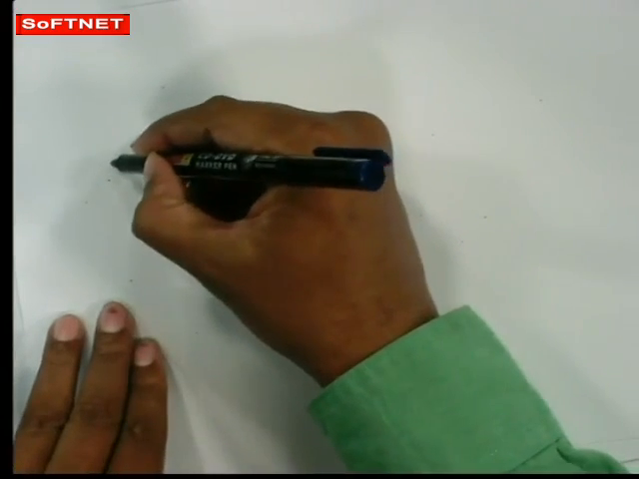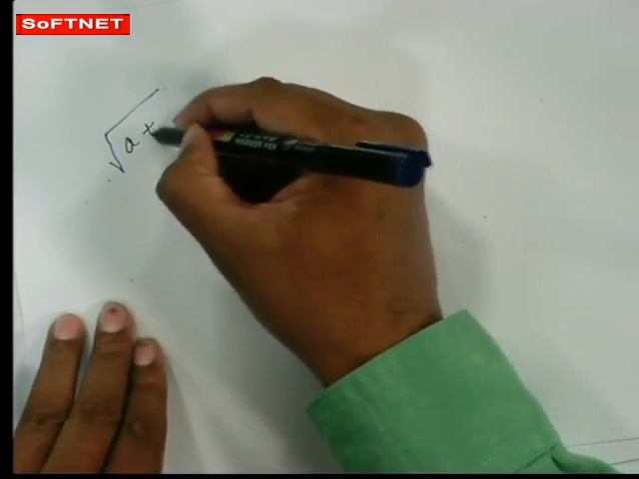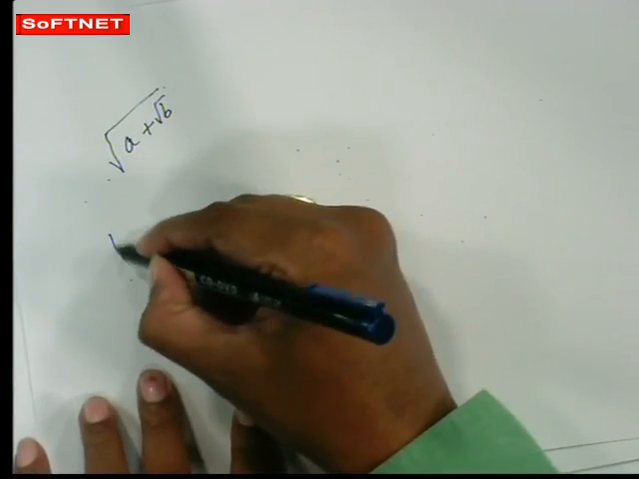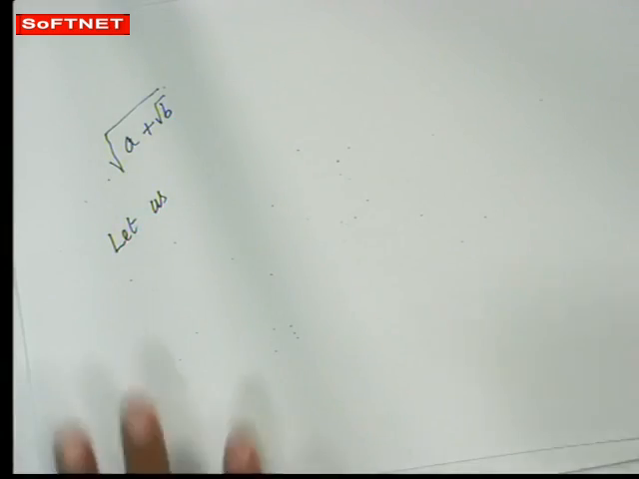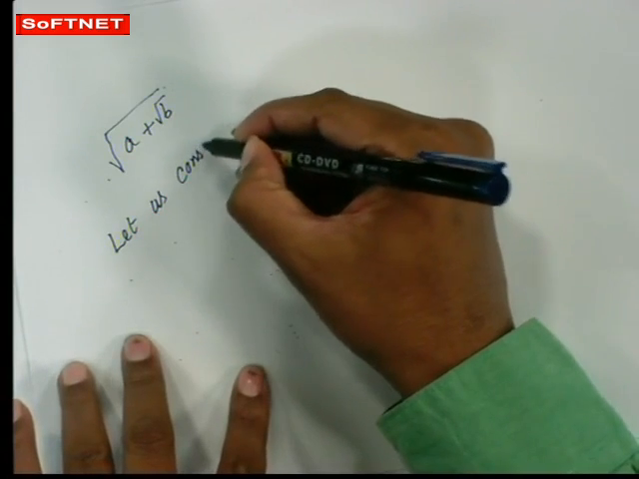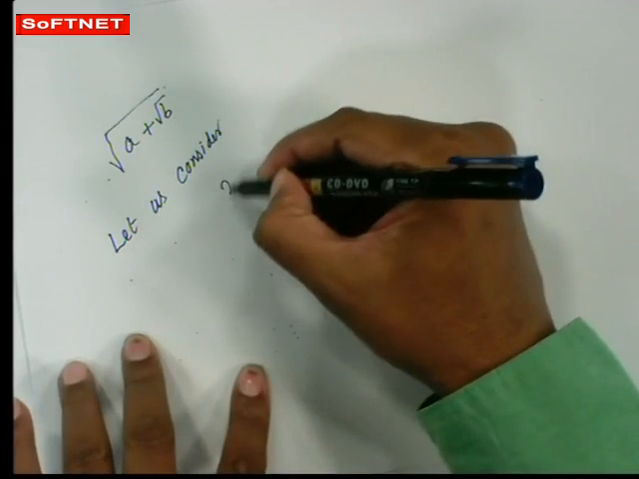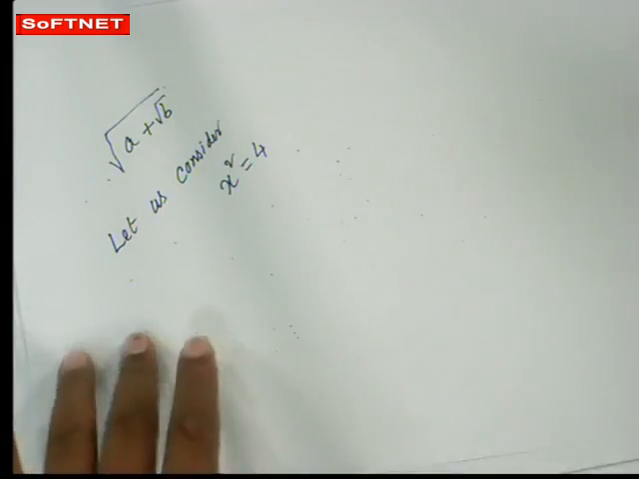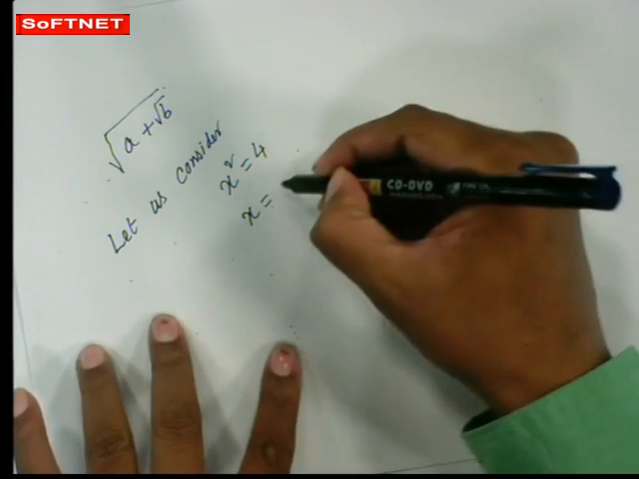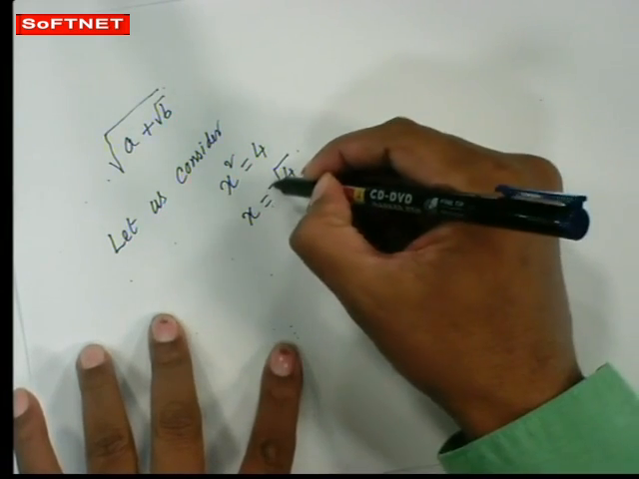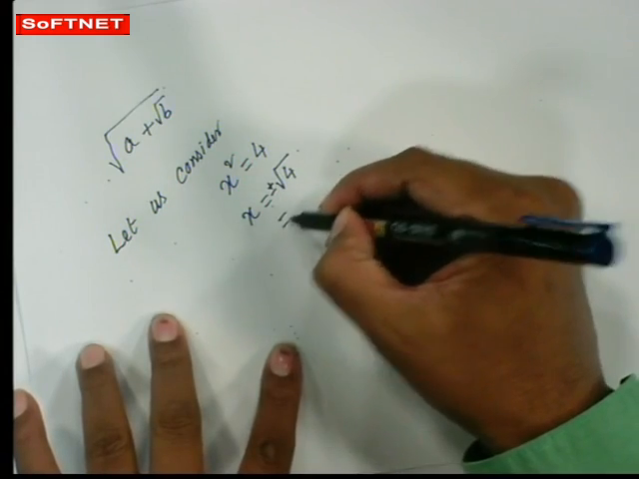Now, if you want to find the square root of a plus root b, before going to the discussion on this, let us consider one simple example. x square is equal to 4. What is x here? Yes, x is equal to root over 4, that is plus or minus 2.